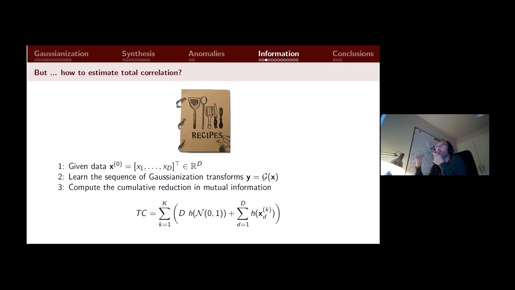But how do we estimate this total correlation in the end? Well, in practice, it is very, very simple. We know that we end up in a multivariate Gaussian after enough iterations. So the TC or mutual information is zero. And then we only need to compute how much mutual information is reduced in each iteration. And this is pretty easy, because all the transformations that are involved in this method are either marginal Gaussianization in every step, or a rotation. So you can actually compute the reduction in every iteration very, very easily.